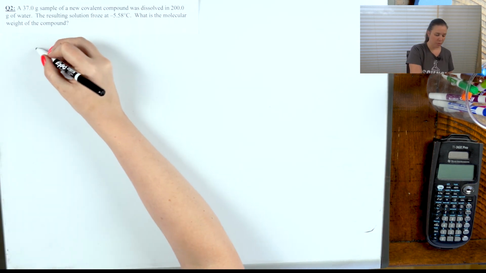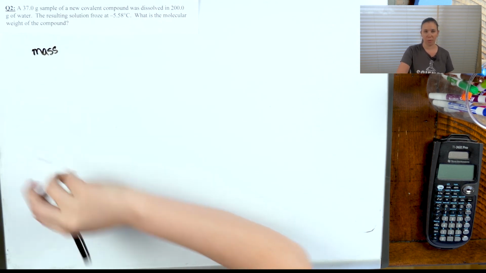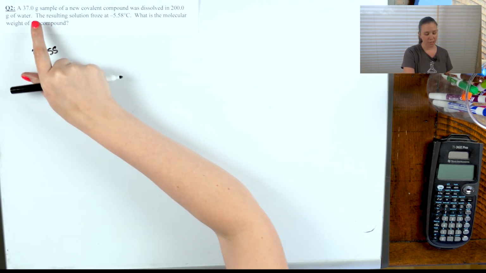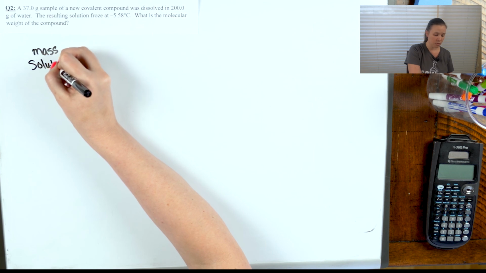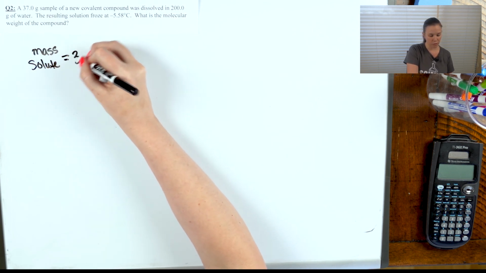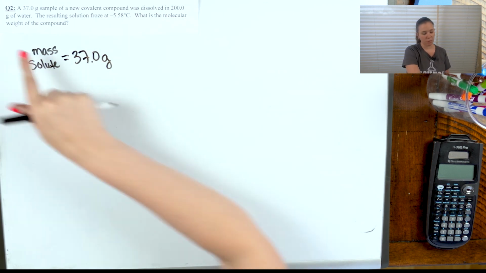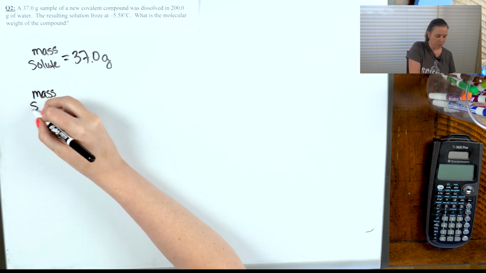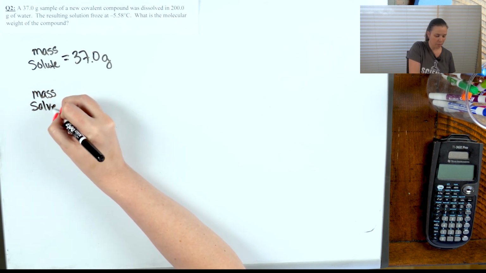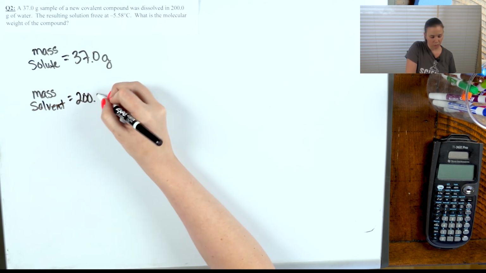So the first number that I come to is the 37 grams. I'm going to write down that this is a mass, and now I need to determine solute or solvent. This is the compound that was dissolved, so that would be solute. The mass of the solute is 37.0 grams. It's dissolved in 200 grams of water. So water, being our universal solvent, this is giving us the mass of the solvent at 200 grams of water.